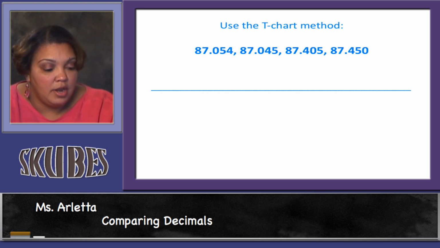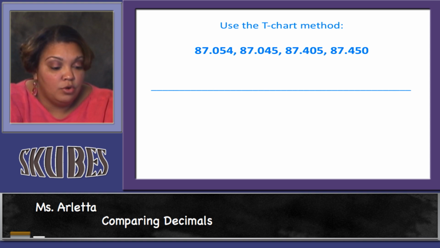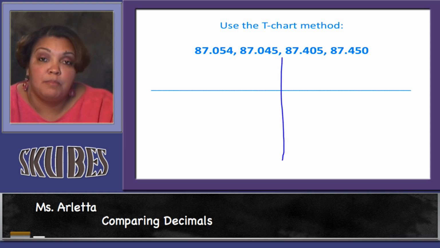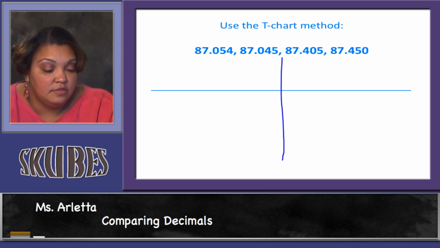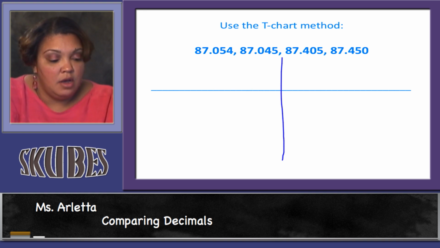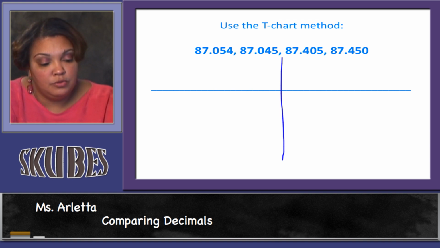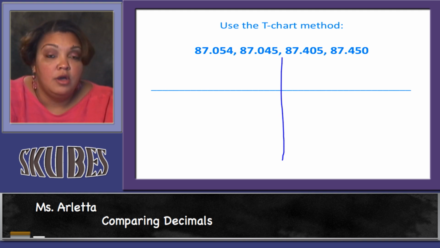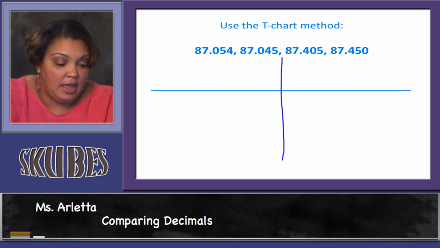So I have already drawn a horizontal line, and I'm going to of course draw a vertical line to make my T. The reason why we call that the T chart is because we are creating a T and it is a chart. The first thing you have to do is rewrite the numbers. In this case, there are 4 numbers, but the most important thing you have to remember is the decimal point goes on the up and down, which is your vertical line.